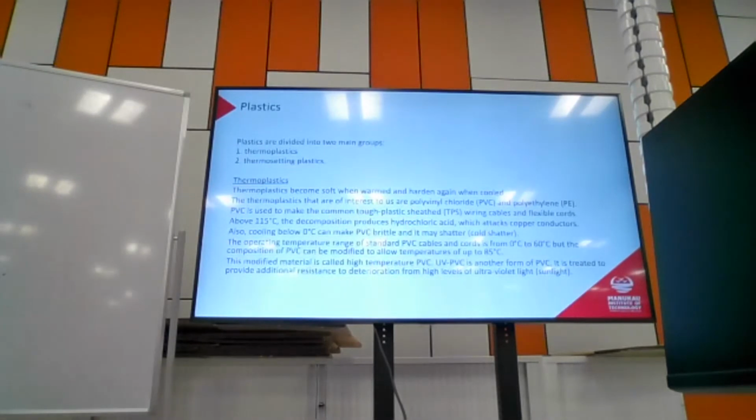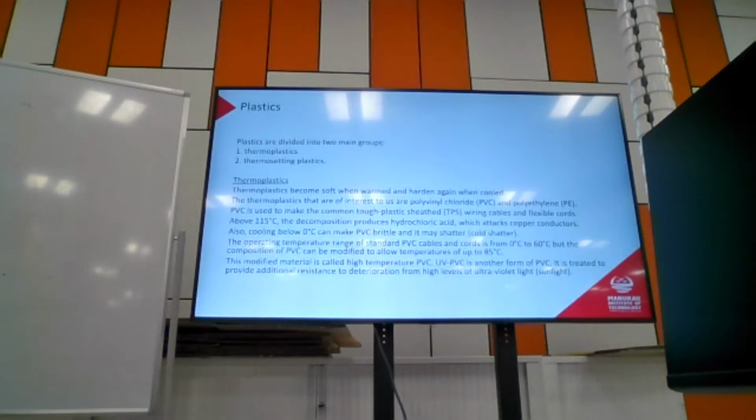Above 115 degrees, the decomposition produces hydrochloric acid, which attacks copper conductors. We don't want to use PVC above 115 degrees, because it could destroy our conductors. Also, cooling it below 0 degrees can make PVC brittle, and it may shatter. So we don't want to use that in super cold places either, because if it shatters, then obviously we're going to expose all our conductors.